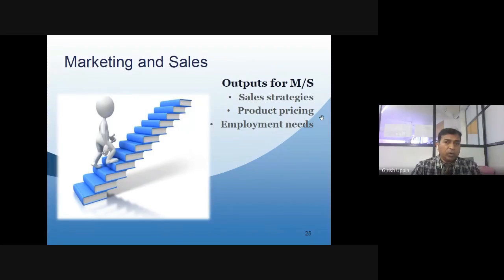So those are the inputs. And what is the output? They come up with the sales strategies, they come up with the product pricing, and then whatever the employment needs are. The employment needs will be shared with the HR department. Product pricing and sales strategies information will be important for the manufacturing team, that is the SCM team.